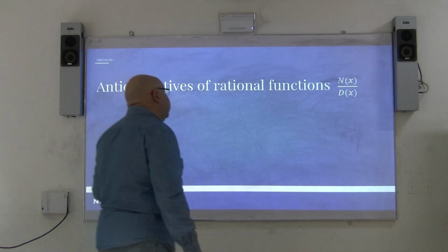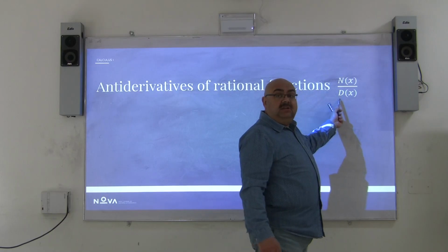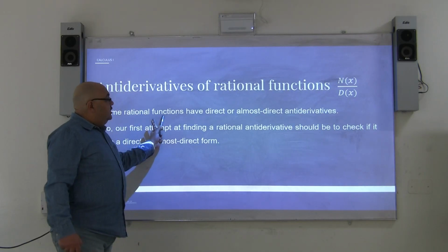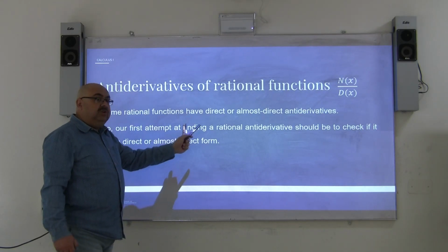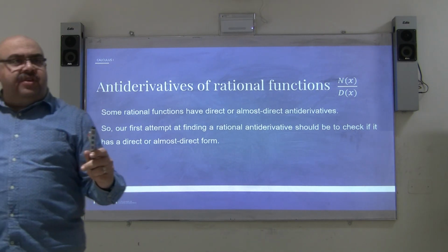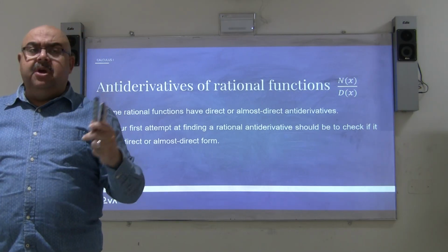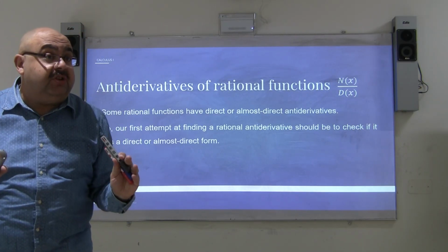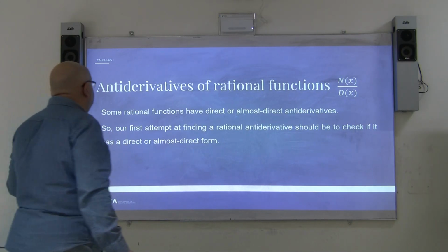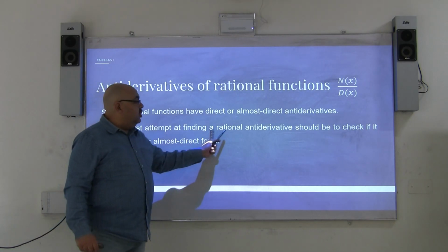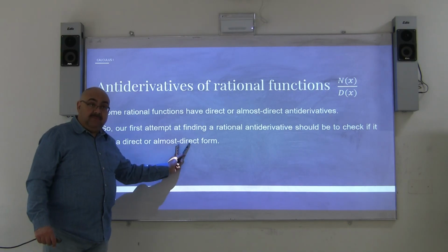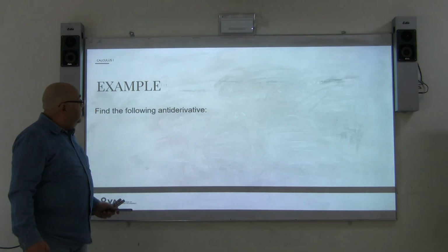A rational function contains a numerator and a denominator. There are conditions for this. Some rational functions have direct or almost direct antiderivatives, like the one that we solved earlier. The derivative of the denominator really exists in the numerator, so it's really a matter of just a brief adjustment, multiplying by a constant, dividing by a constant, or something like this. Our first attempt at finding a rational antiderivative should be to check if it has a direct or almost direct form, like the problems that we have previously.